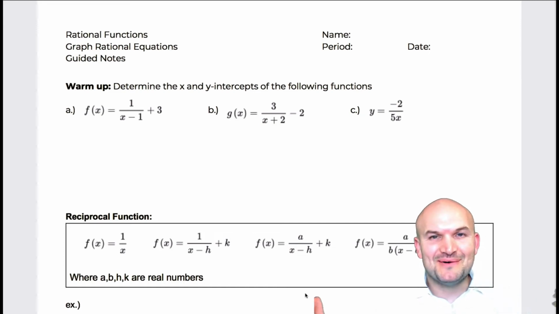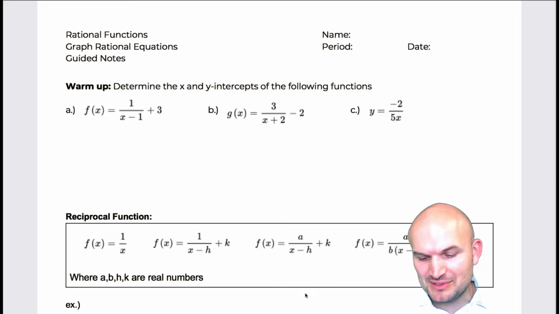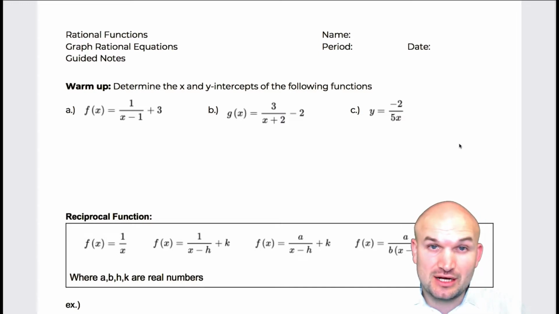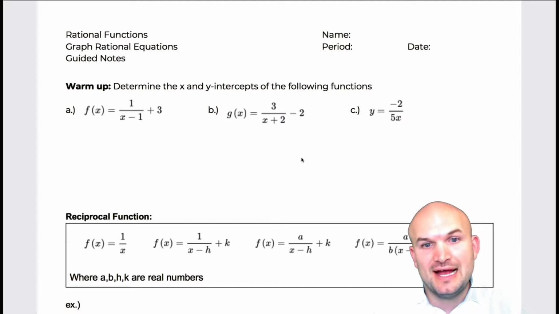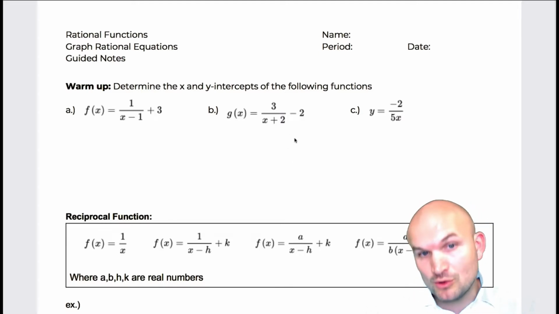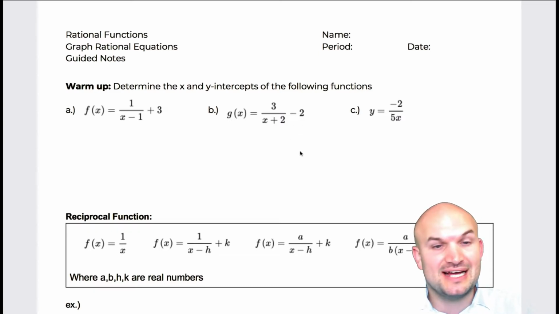Okay, welcome. So on to graphing rational functions. In this one, what we're going to do is talk about how to graph a rational function, first talking about the reciprocal function down here. And then we'll get into rational functions that have vertical asymptotes, horizontal asymptotes, and slant asymptotes. We'll also talk about identifying the X and Y intercepts.